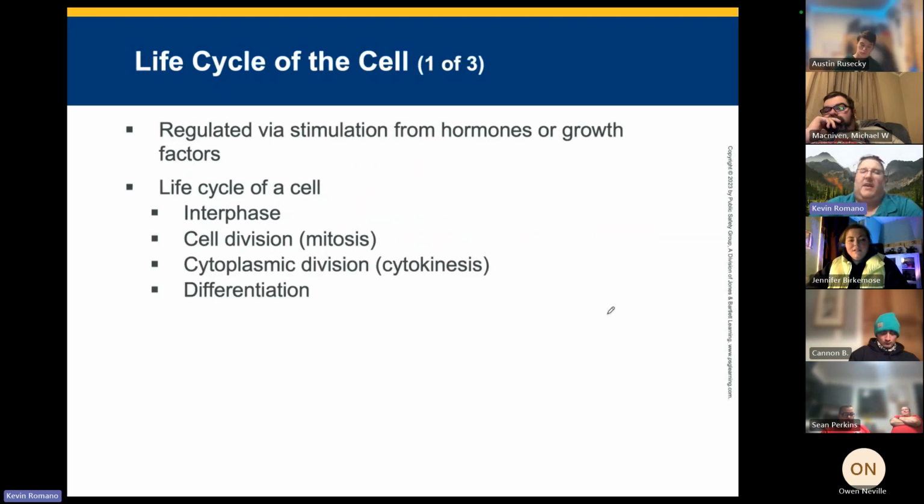All right. So the life cycle of the cell is regulated via stimulation from hormones or growth factors. Most human cells divide between 40 to 60 times before they die. Right. The life cycle of a cell has 4 different phases, right? One, the interphase. Then you have mitosis, which is cell division. Then you have cytoplasmic division, or what they call cytokinesis, and the other one would be differentiation.